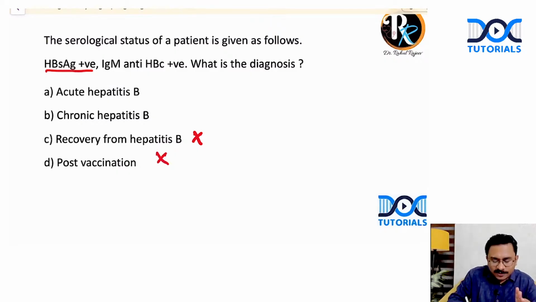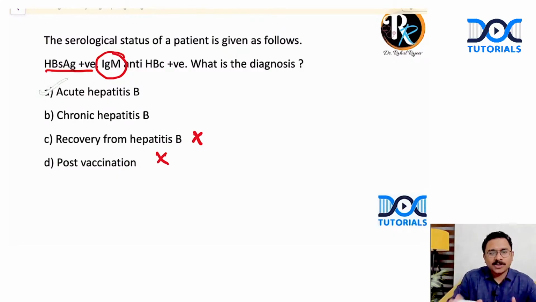Here, post-vaccination, you will have what? Anti-HBsAg will be positive. But here HBsAg is positive, I am eliminating these two. In both of them, HBsAg will be negative, both in recovery and vaccination. Now, is it acute hepatitis B or chronic? I can see that IgM anti-HBC is positive, which means it is acute hepatitis B.